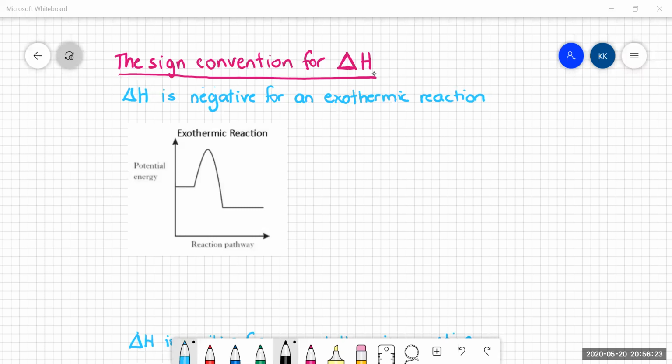Well, you can think about it, I guess, from a point of view of energy loss. So in an exothermic reaction, the substances involved that are reacting lose energy. So that's one way you can think about the negative, but the main reason is that delta H is always calculated by products minus reactants.